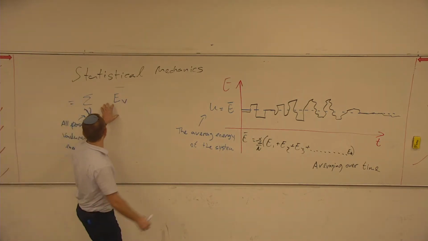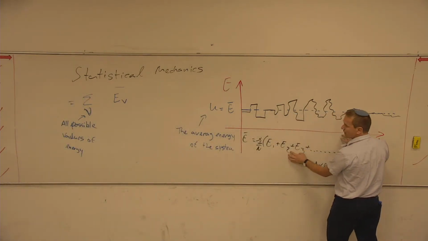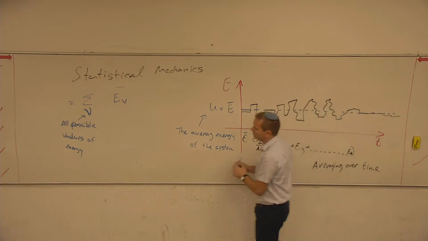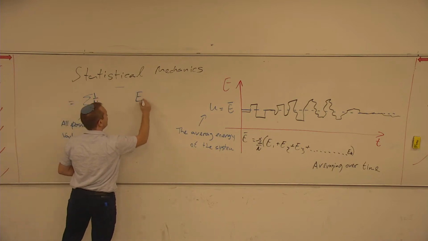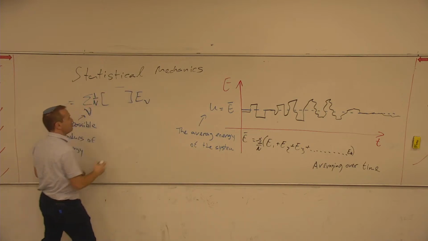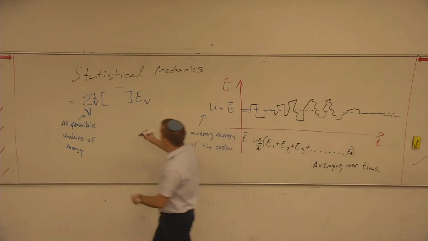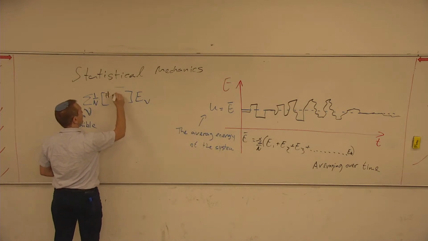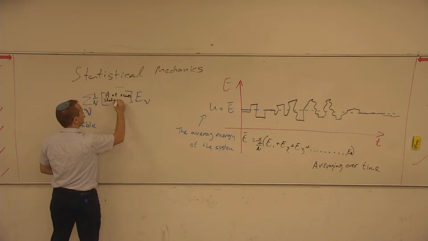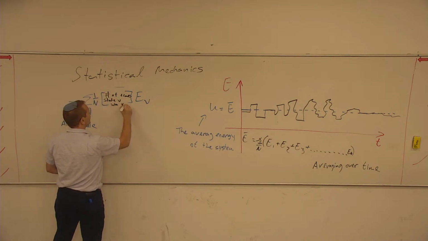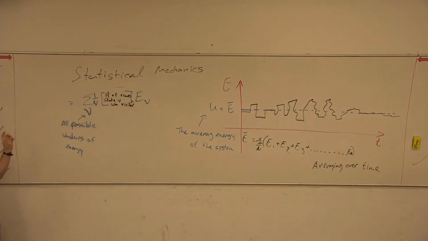But you see, this sum definitely does not equal this sum. First of all, there is no 1 over n. So I'll introduce here 1 over n. And here I will count the number of times state nu was visited. So I'm counting now a little bit differently.